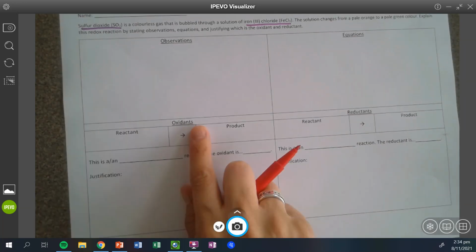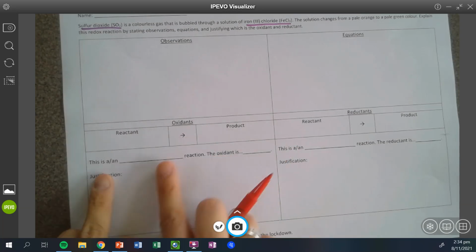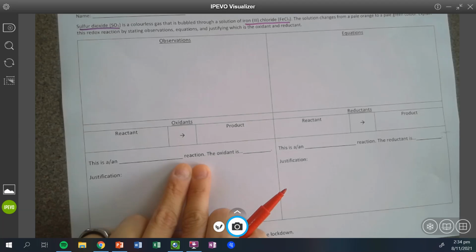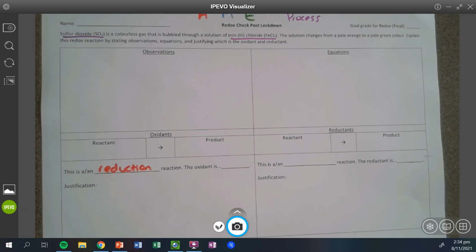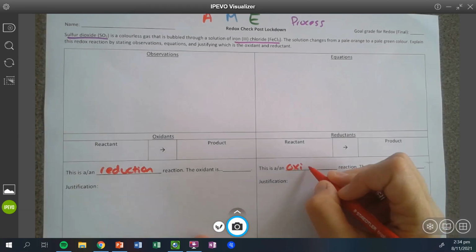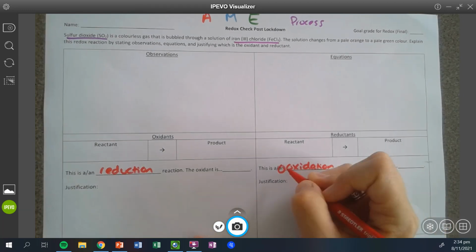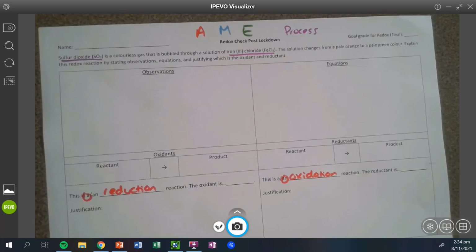So the word oxidant is not referring to the oxidation reaction, it's referring to what it is doing to the other half of the equation. So if I am an oxidant, I am doing the reduction reaction. Are you okay with that so far? If I am a reductant, I am doing the oxidation reaction. So, we good? The other thing that we need to do for the achieved is putting in our definitions. So for a reduction reaction, remember that we're thinking about Leo the lion says grr.